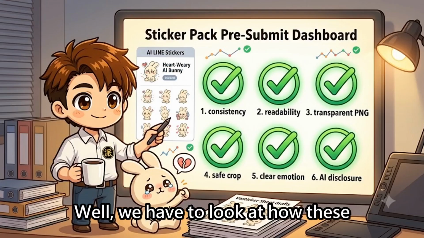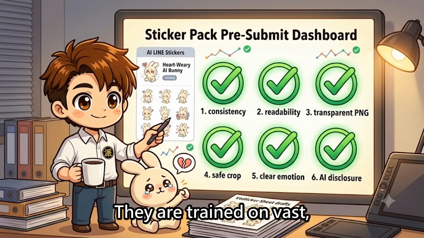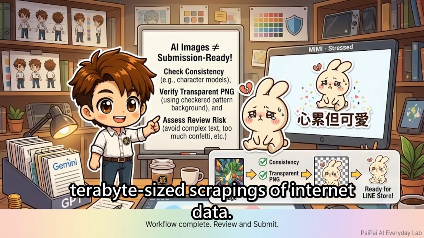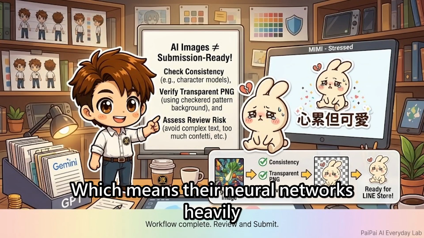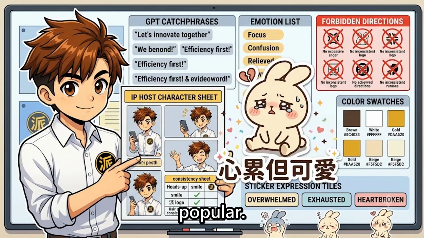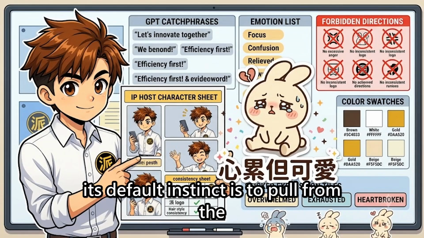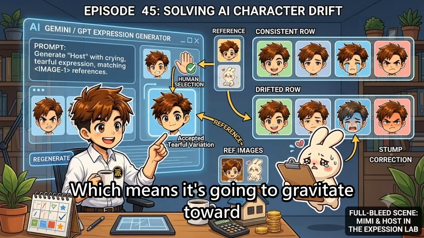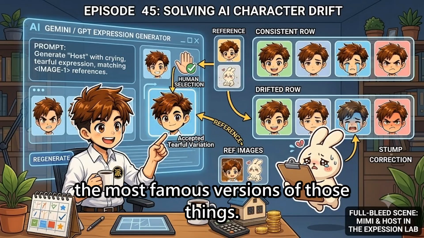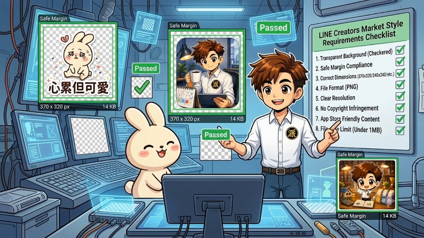Okay, how so? Well, we have to look at how these diffusion models and large language models actually operate under the hood. They are trained on vast, terabyte-sized scrapings of internet data. Right, they've basically read the whole internet. Exactly. Which means their neural networks heavily weight toward what is already culturally popular. If you just ask an AI to draw a cute cartoon mouse or a helpful office worker pet, its default instinct is to pull from the densest clusters of data it has in its latent space. Oh, I see. Which means it's going to gravitate toward the most famous versions of those things. It is going to drift straight toward Disney or Sanrio or Nintendo. Yikes. Yeah, that's a problem.